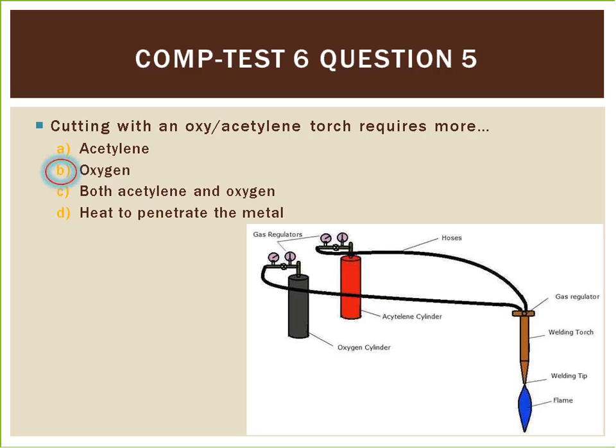Answer A is the incorrect answer because acetylene is the fuel which needs a large amount of oxygen to increase the flame temperature. C is the incorrect answer because this type of torch requires more oxygen than acetylene to function correctly. And D is the incorrect answer because oxyacetylene torches, when used properly, provide more than enough heat to penetrate the metal.